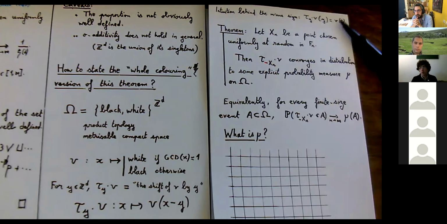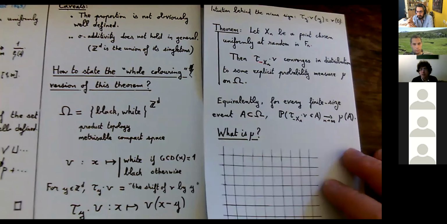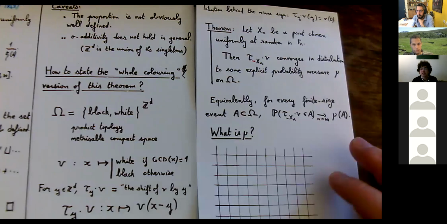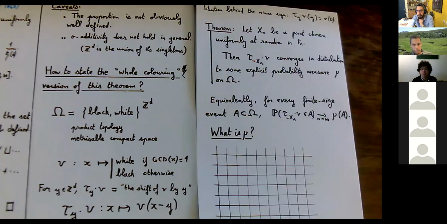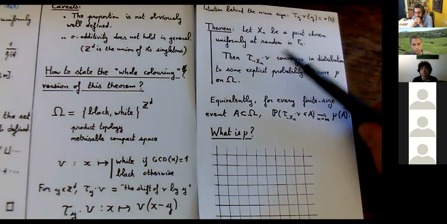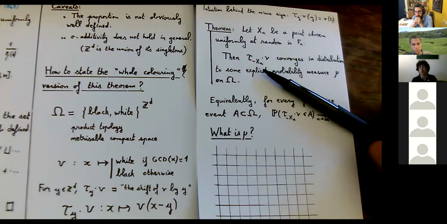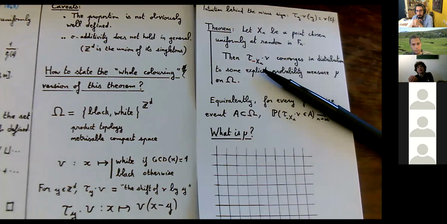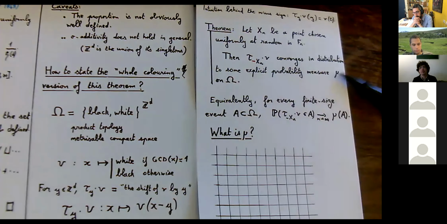And okay, so now we are good. We are able to state the theorem. So let x_n be a point chosen uniformly at random in F_n. Then tau_{-x_n} V converges in distribution to some explicit probability measure on Omega. There is this minus sign here because we want to look at stuff from the point of view of x_n. So we want to move back x_n to the origin. So we need to shift the picture by minus x_n.